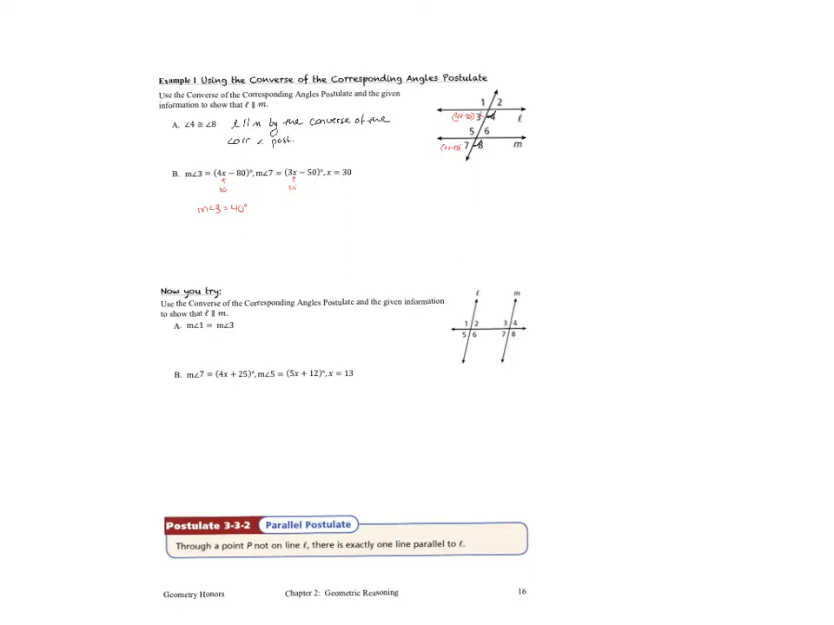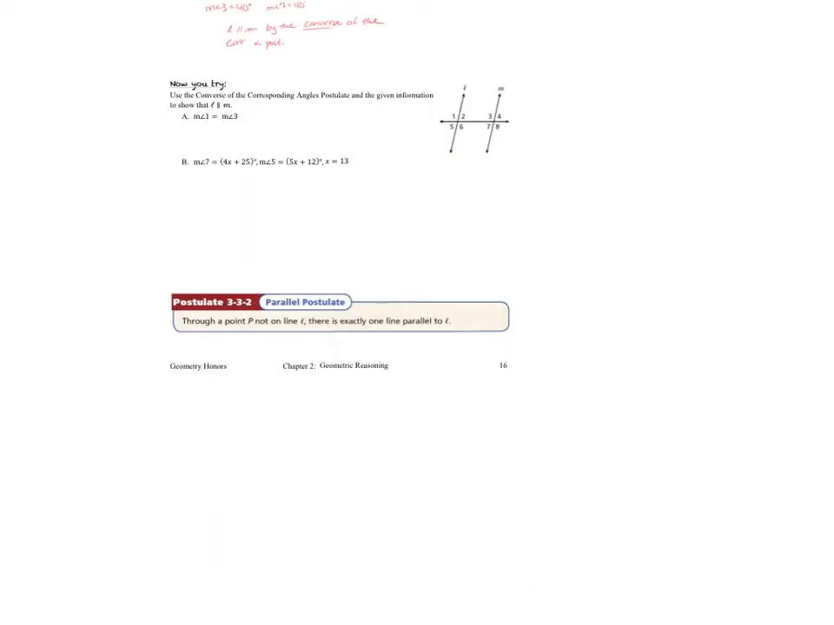Then we do the same thing here. 3 times 30 is 90, minus 50 is 40 degrees. So the measure of angle 7 is also 40 degrees. So since these corresponding angles are congruent, we now know that L is parallel to M by the converse of the corresponding angle postulate. So these converse theorems, or postulate in this case, are used to prove that lines are parallel. Here's one that you can try if you want to pause the video. Try it on your own and hit play when you're ready.